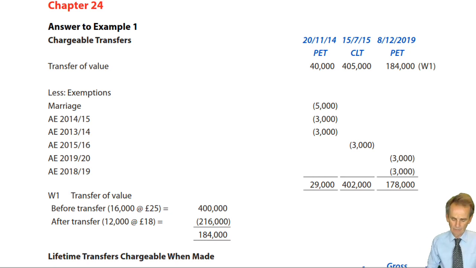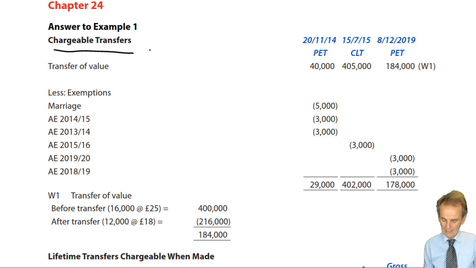Okay, well, let's see how we fared on our first task there. Now, again, we should be familiar with the working required to get our chargeable transfer figures here. That is, we list out across the top of the page, by date order, the transactions that have occurred, the transfers made within the 7 years before the date of death. We get the transfer of value figures.